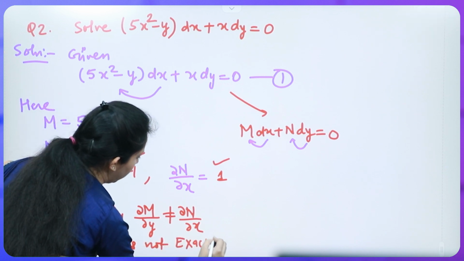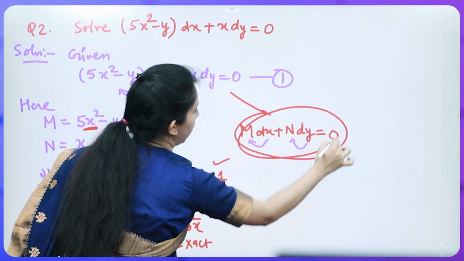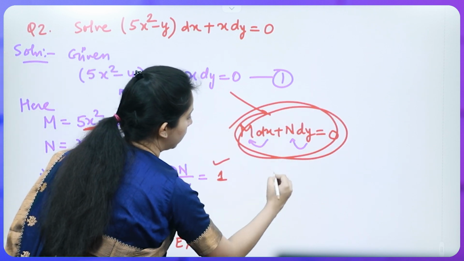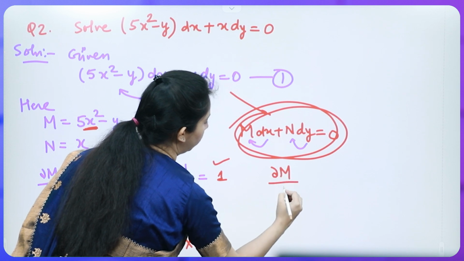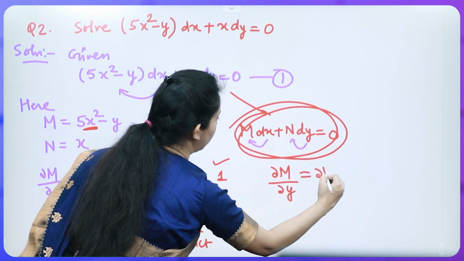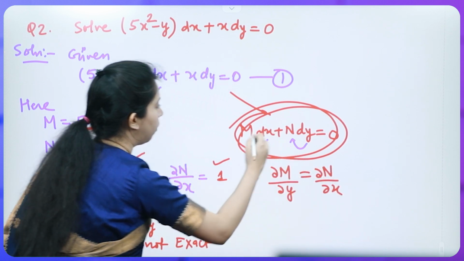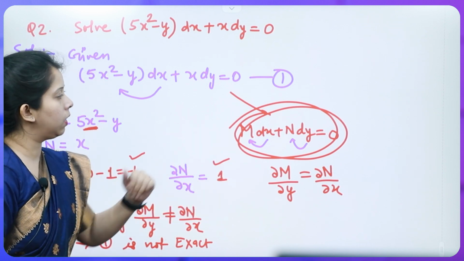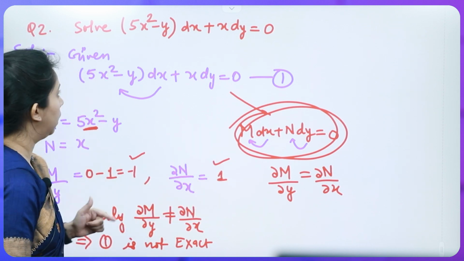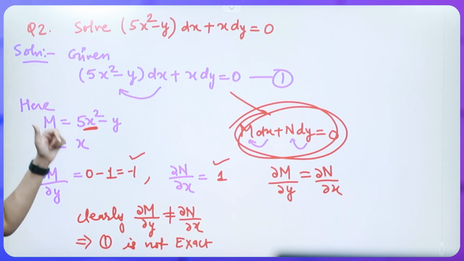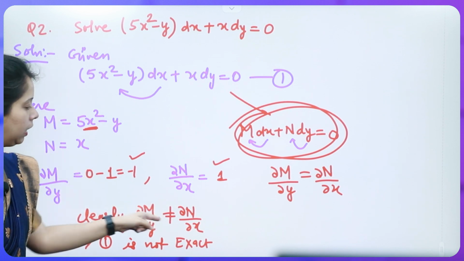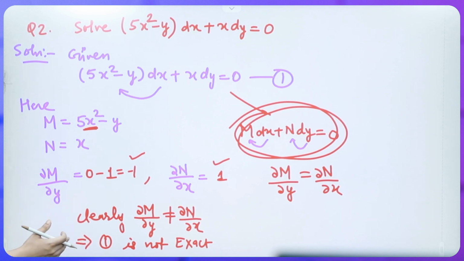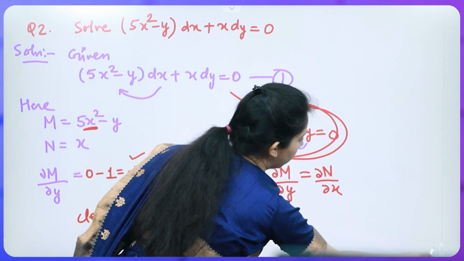So, any differential equation of this form is said to be exact when it satisfies the condition of del m upon del y is equal to del n upon del x. So, if a first order differential equation satisfies this condition, then the given equation is said to be exact. But here the case is different. The given equation 1 does not satisfy the condition. So, therefore, equation 1 is not exact, but we have a rule to convert it into an exact differential equation.